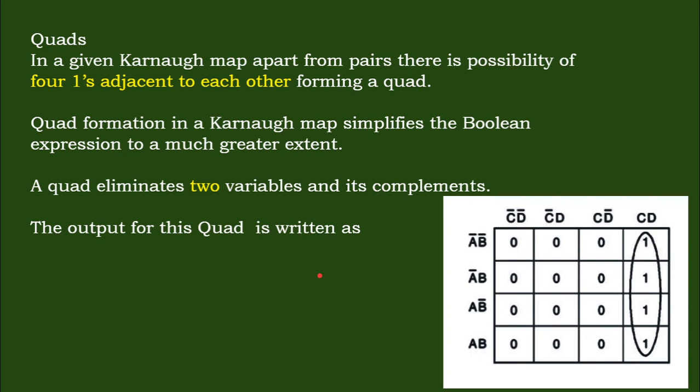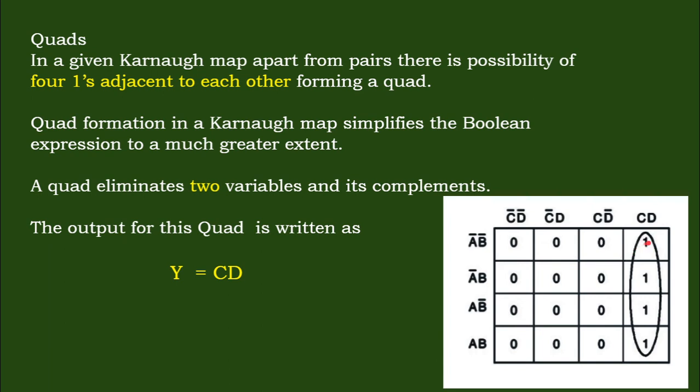So how do we write the output for this quad? We write it this way: Y is equal to CD. How does it come to Y equals CD? Here this quad occupies the vertical direction CD and the horizontal direction A, B, both in the bar and the original form. In this position, along the axis, all the variables A and its complement are available, so they are cancelled by each other because they appear in the same equation.